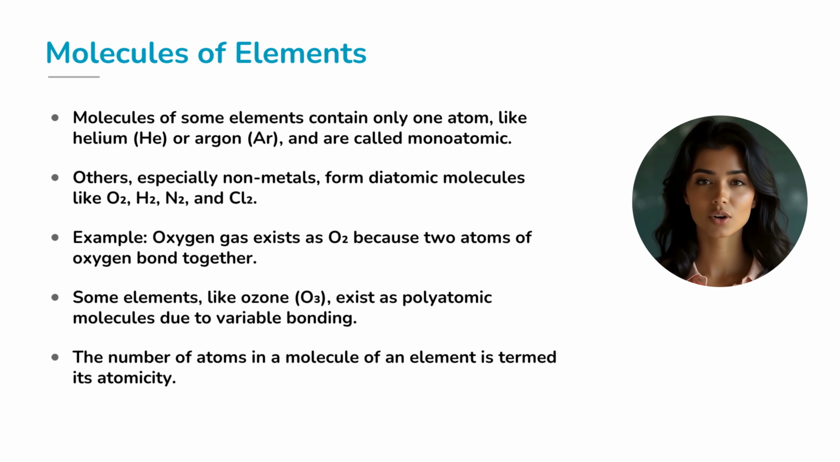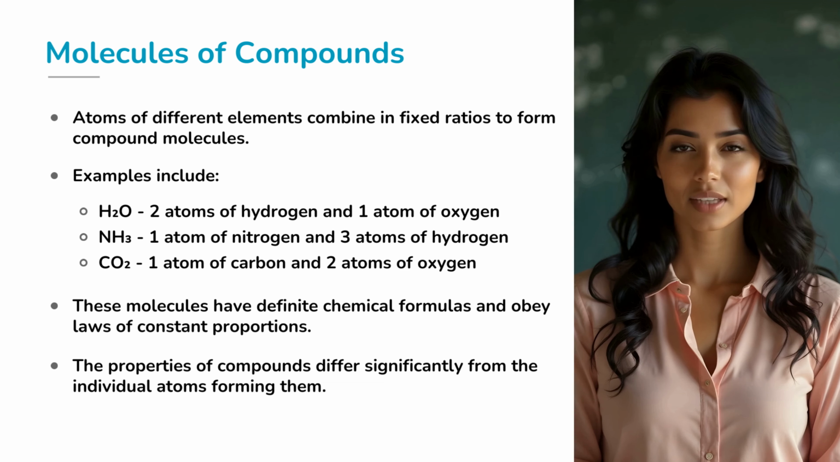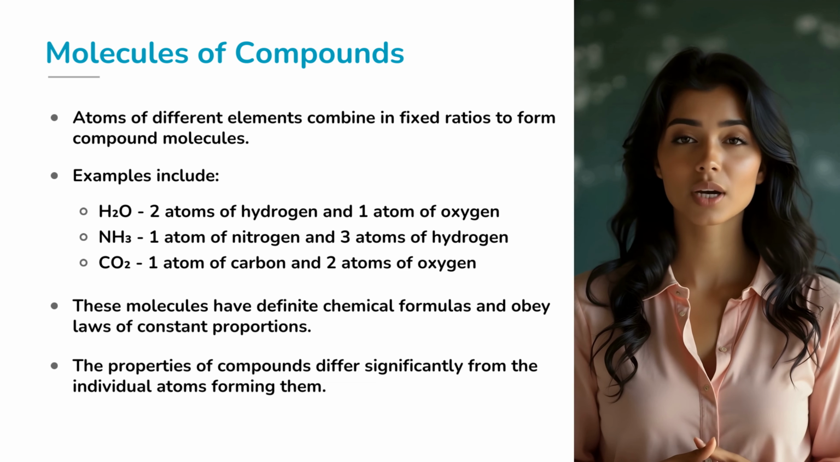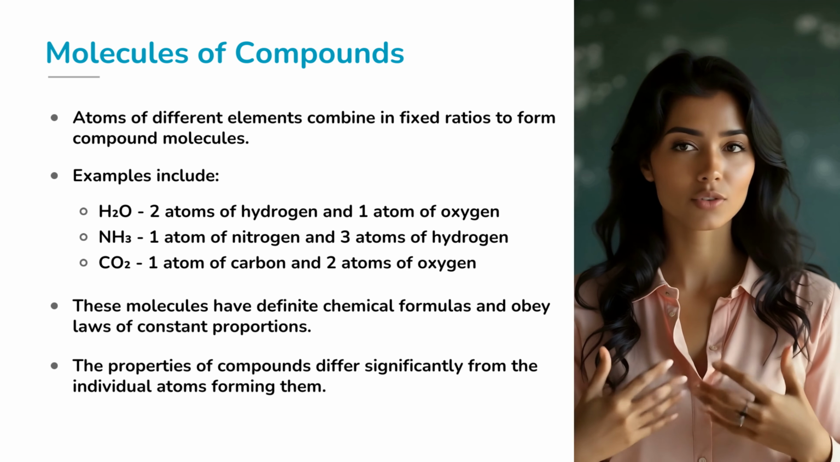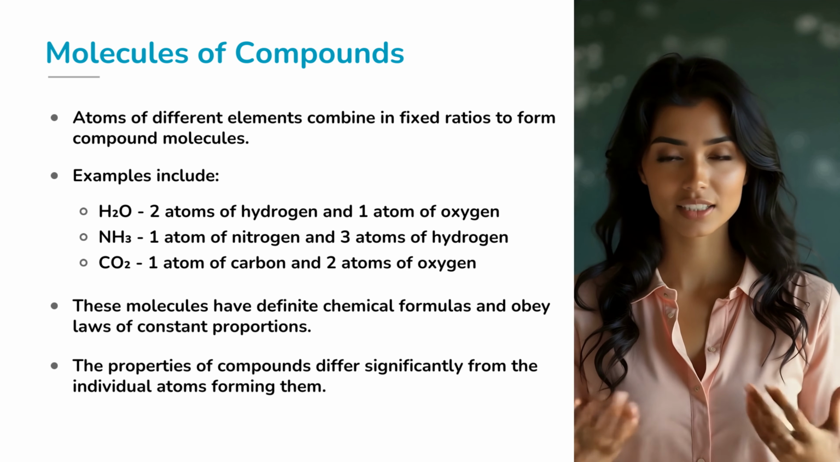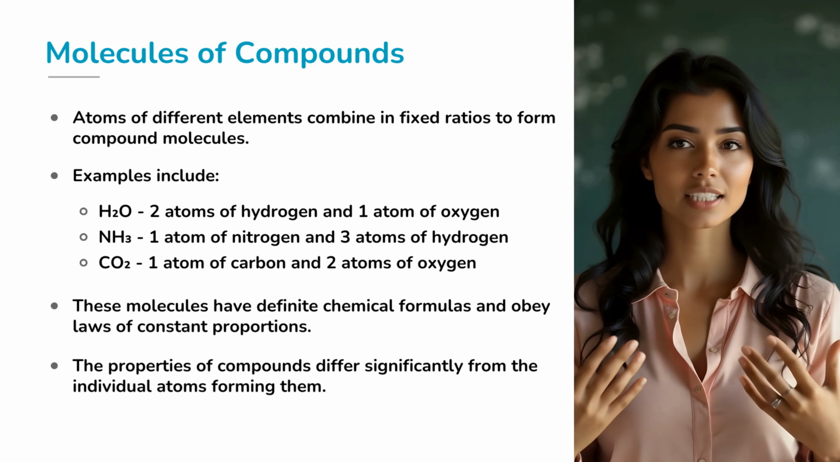This number of atoms in a molecule of an element is called its atomicity. For example, helium is monoatomic, oxygen is diatomic. Sulfur is polyatomic. Now let's move from elements to compounds. When atoms of different elements combine, they form molecules of compounds, and these are everywhere around us. Let's take some classic examples.